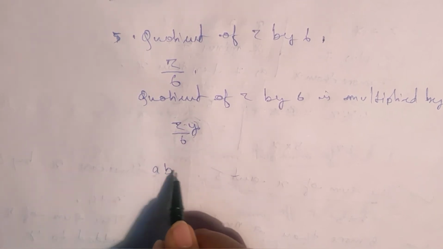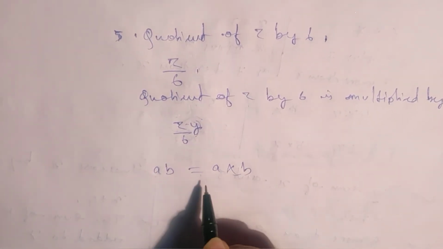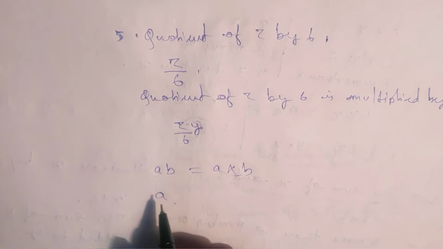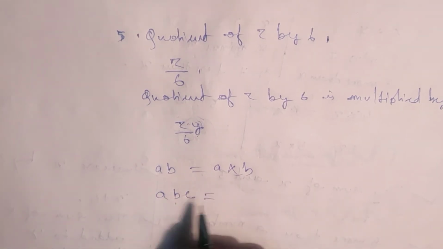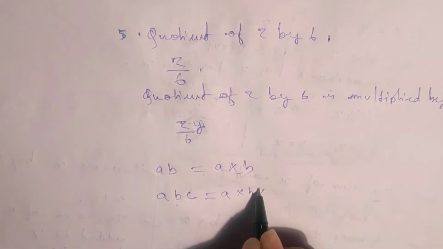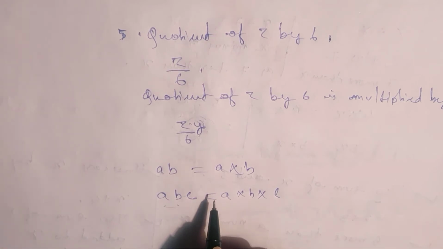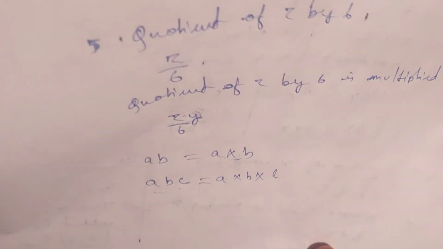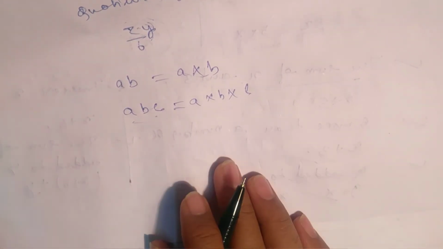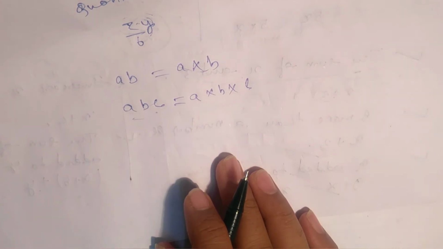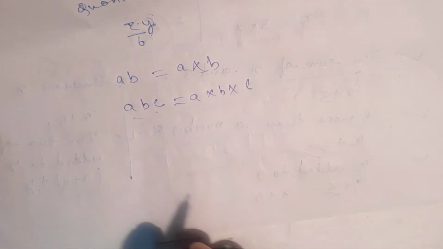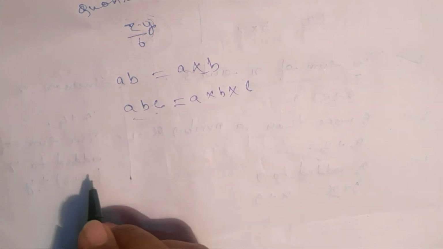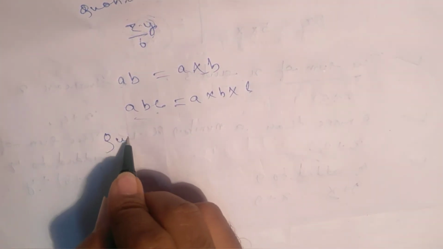Like if I take here AB, you have to think that A into B. If I give you A, B, C, this means what? A into B into C. Nothing means multiplication only. You cannot take any other operation here. So let's take another example. Take another.